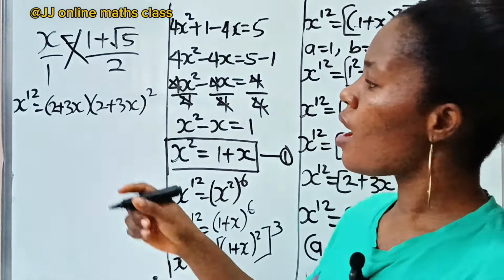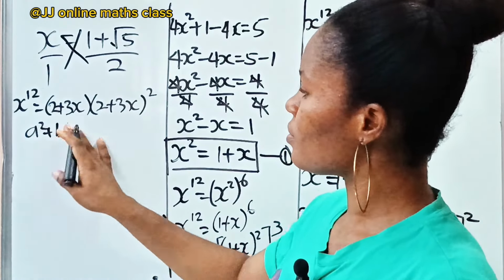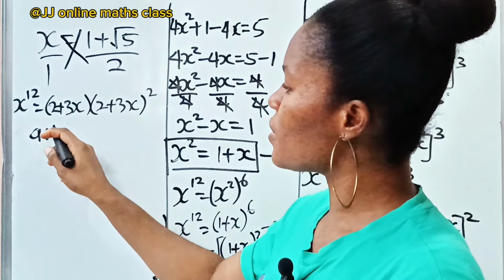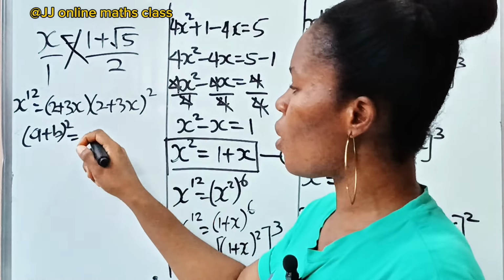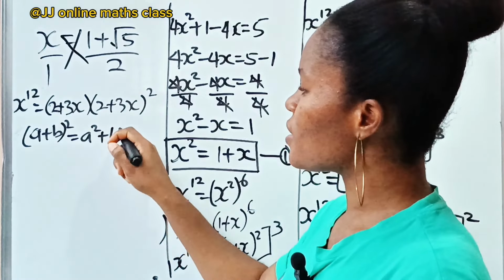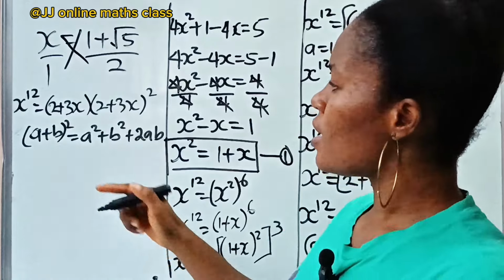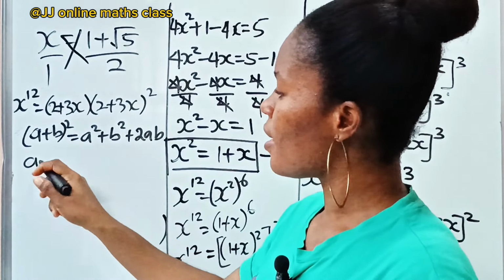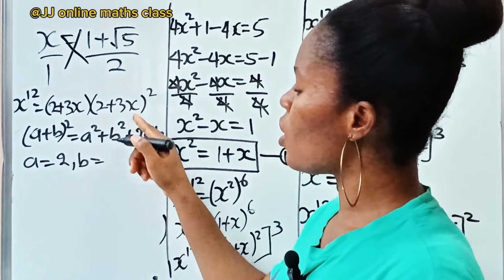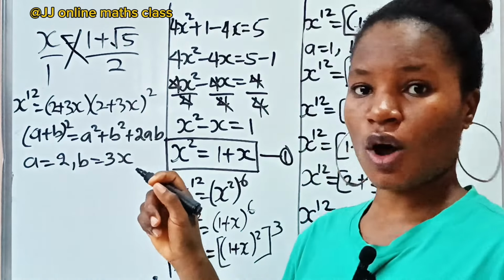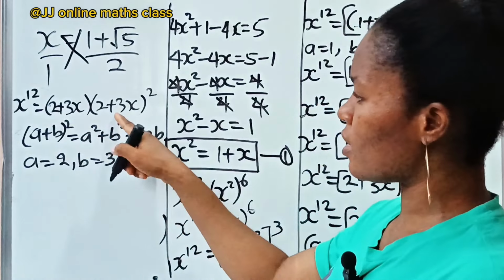All right, and we said that a plus b squared, sorry, that is this, is going to be equal to a squared plus b squared plus 2ab. Now in this case, our a is equal to 2 and our b is equal to 3x. All right, now let's substitute this into this particular equation.